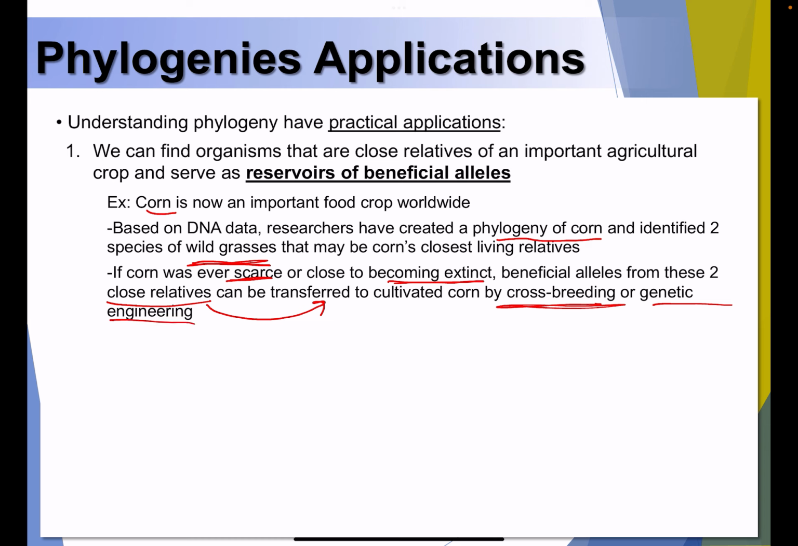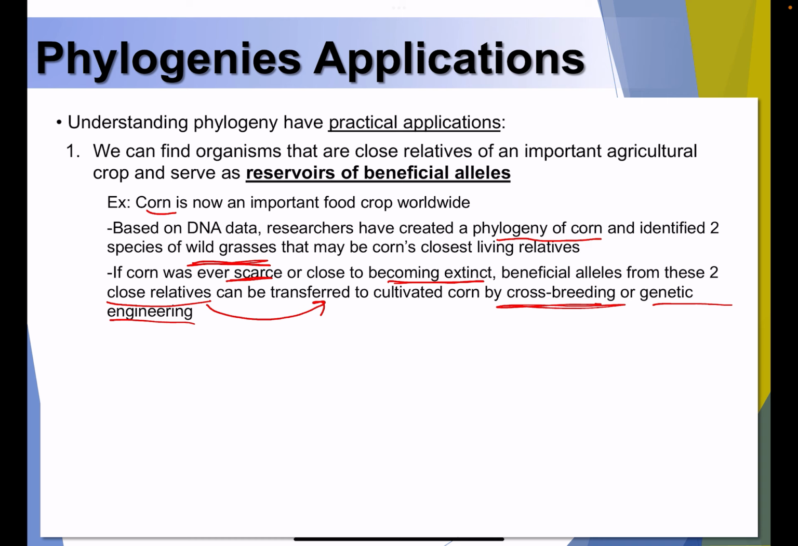crossbreeding or genetic engineering. Let's say there's this specific species of corn that is so great and helpful to the world, but yet we're losing them. What can we do? Are we doomed? Knowing phylogenies of corn, then we can say, oh, we have these two close relatives of this specific corn that we can get those beneficial genes from, because the fact that they are close relatives means that they have similar DNA sequences. So if they are close relatives, it very likely means they have very similar genes.